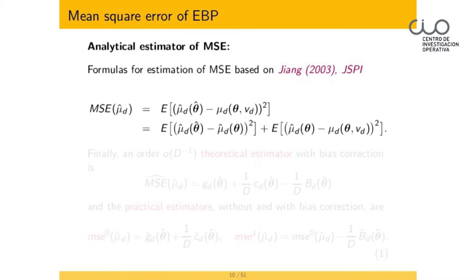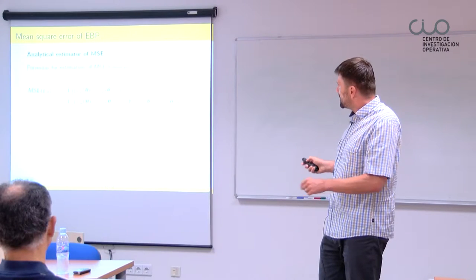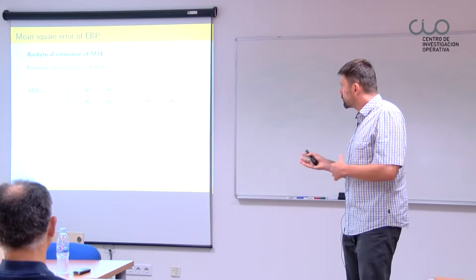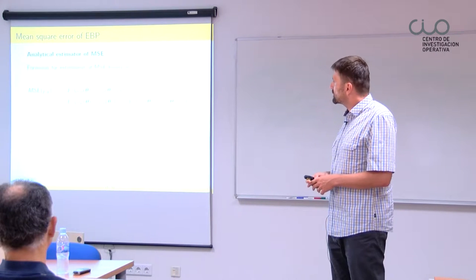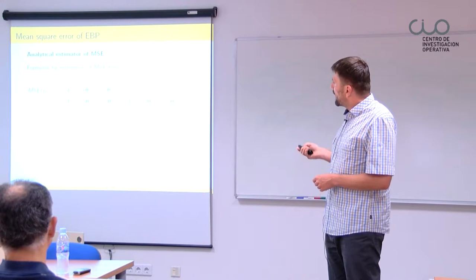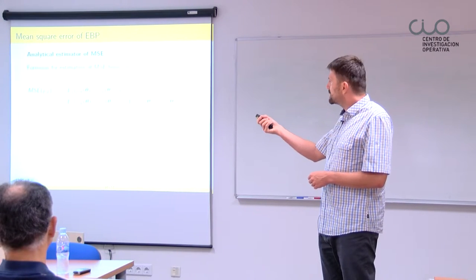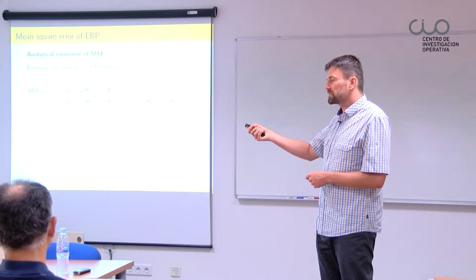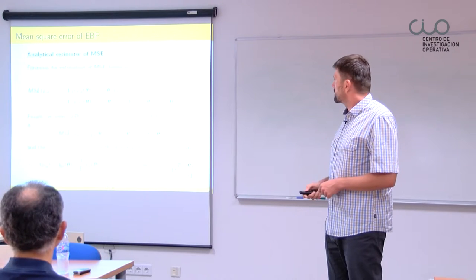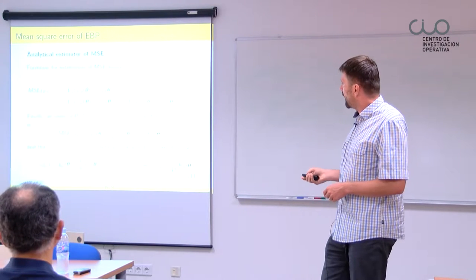The mean square error of our estimator is in fact the expectation of the squared difference between our estimator and the true quantity. It can be decomposed into two terms, and then we have to do some calculus to approximate the mean square error. Again, the problem here is that there is an unknown theta. So we have to plug in the estimate, which means that some bias appears there. So, another lot of calculus has to be done to calculate some bias correction.